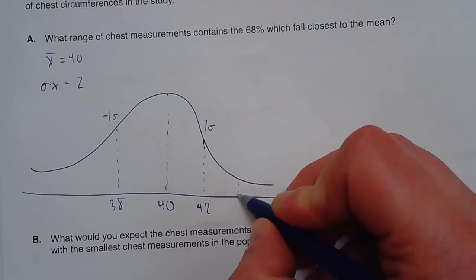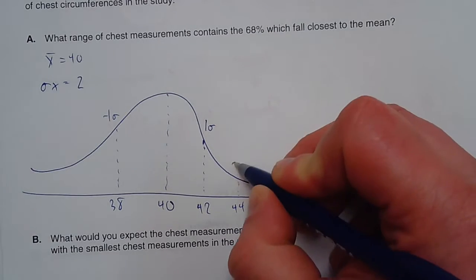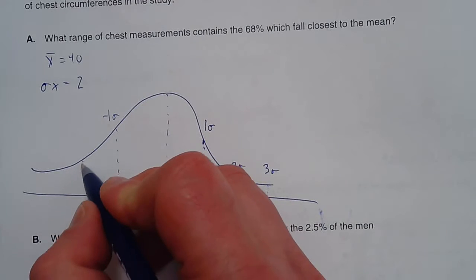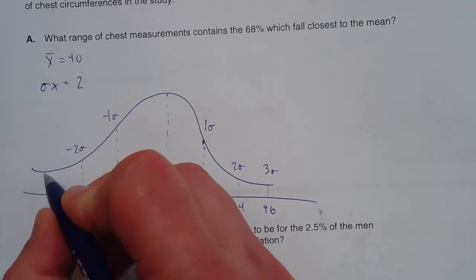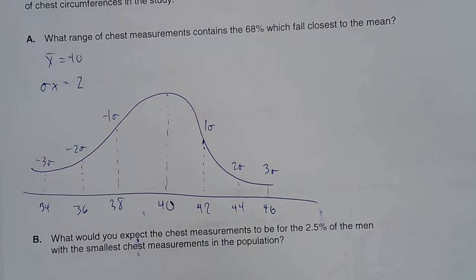So we can add the other ones in here. This would be at 44. This would be at 46. So that's 2 standard deviations out and 3 standard deviations out. Same thing in this direction. That'd be 36 at 2 standard deviations and 34 at 3 standard deviations.